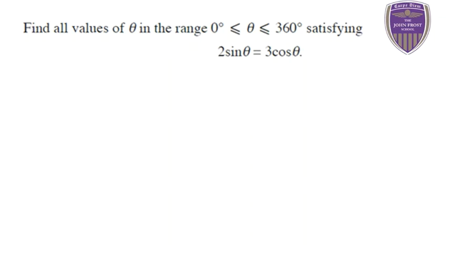But again, I can't solve it just yet because I can't have 2 different functions in an equation. It's not going to work. Luckily, if you divide the entire equation by cos theta, you get 2 sine theta divided by cos theta equals 3 cos theta over cos theta. The right hand side is cool, because these are going to cancel out and you're just left with 3 here.